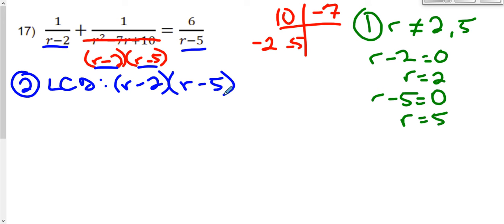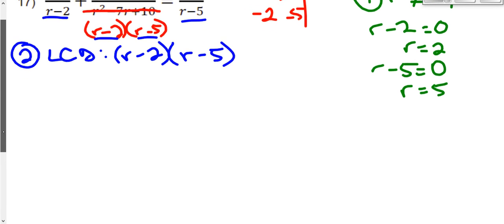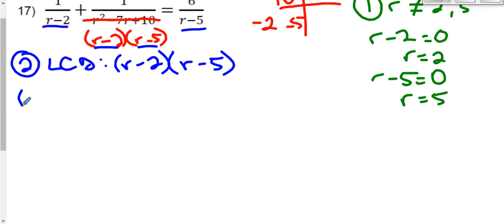Now we're going to use that lowest common denominator as a tool. This time I will go ahead and show us multiplying all of our terms by the lowest common denominator. So I'm going to take r minus 2 and r minus 5 and multiply that by my first term, 1 over r minus 2.